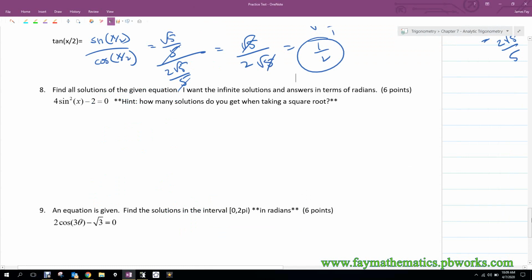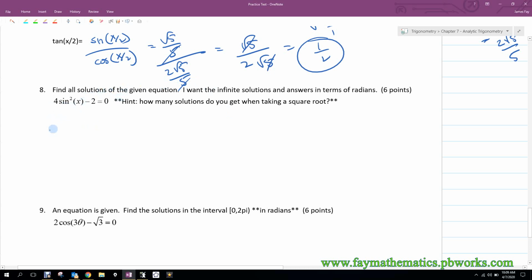All right, so here are our trig equations. It wants find all solutions on the given equation. I want to find infinite solutions and answers in terms of radians. All right. So this one, isolating the sine is not that difficult.